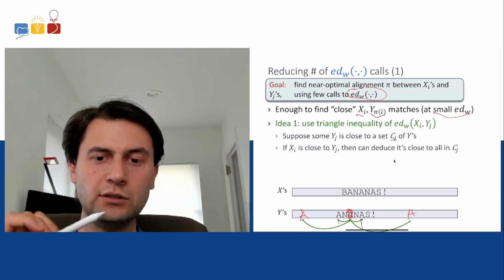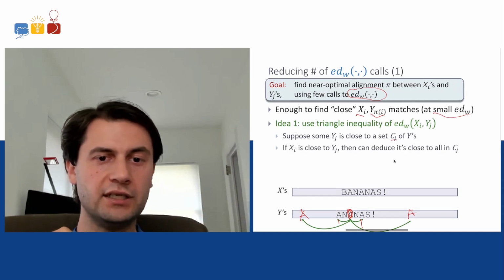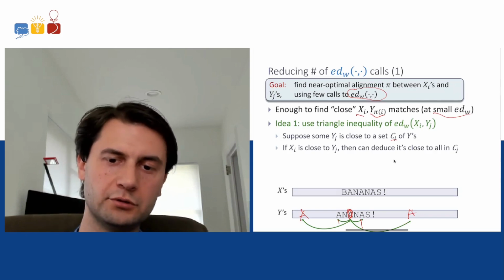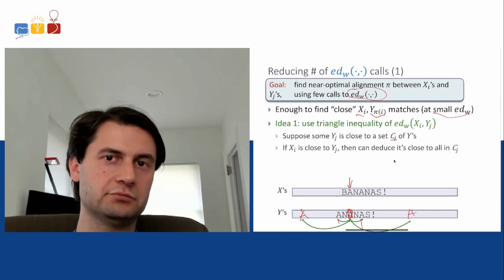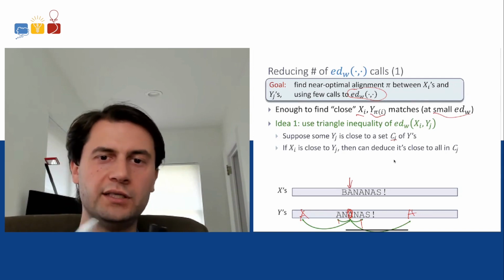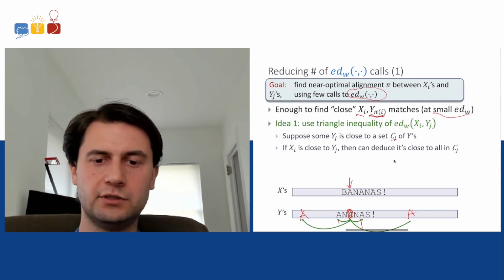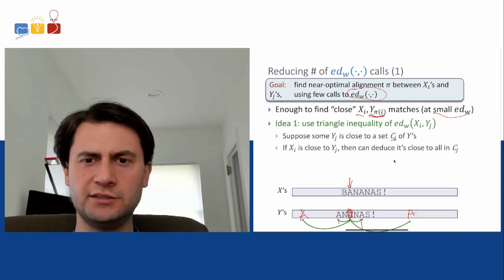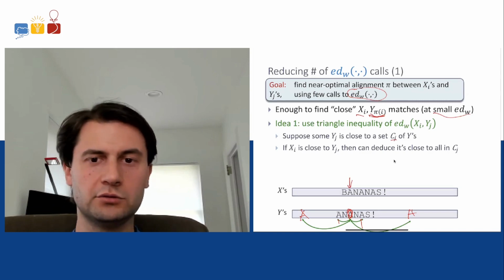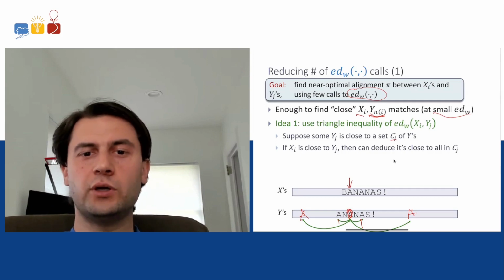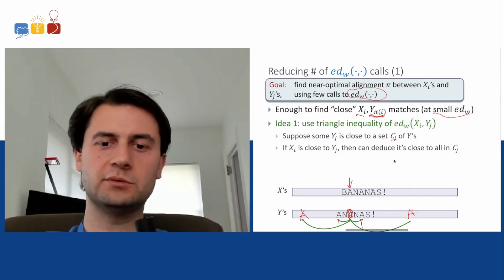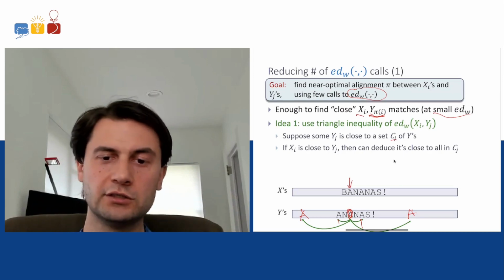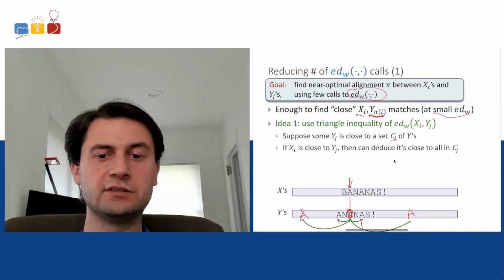Now suppose there is another xi, the first letter in the ananas, and we want to find its match. Let's look at this yj. We will think about this yj as some kind of center, because we've computed some extra information for it. So we compare it, and we discover that it is close.